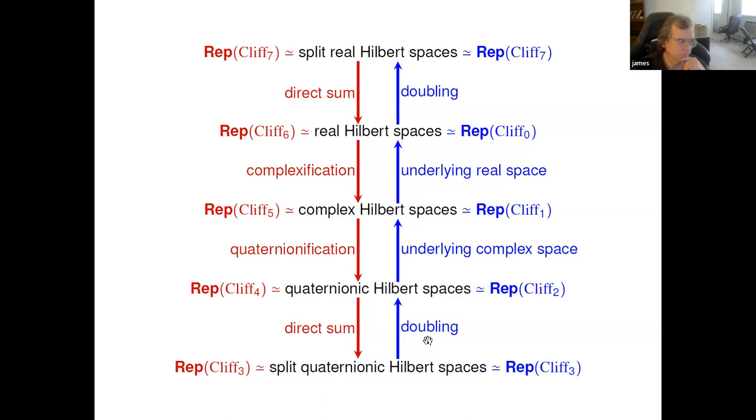And so we get things like this one thing where you have a split real Hilbert space and you forget the splitting and you just get a real Hilbert space by taking the direct sum of the two pieces. So that's a forgetful functor that I think I mentioned, going from rep of Clif 7 to rep of Clif 6. But you can also think of it the other way. There's a functor going the other way, which is just you take your Hilbert space and you make 2 copies of it and get a split. You just double it up and you get a split Hilbert space. And those are both right and left. I think these are always ambidextrous adjunctions. They're both left and right adjoints of each other.